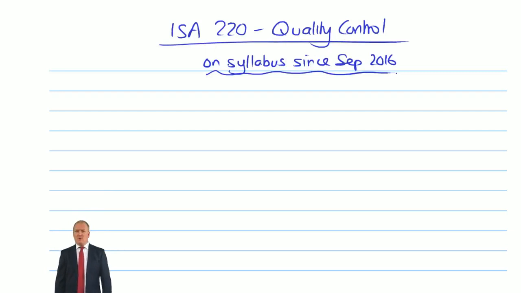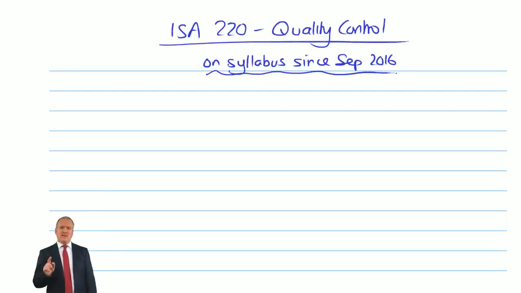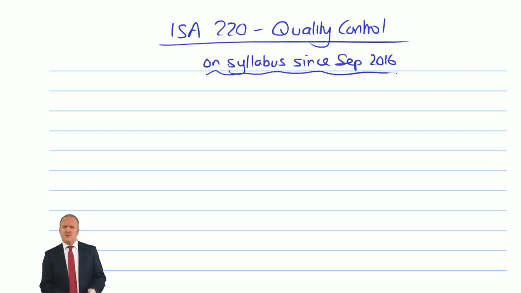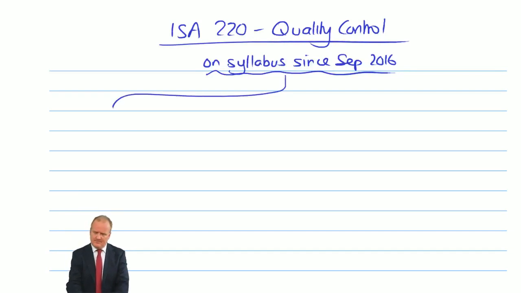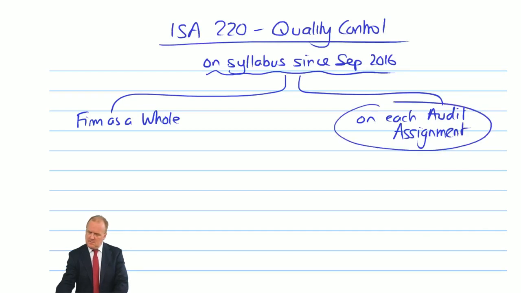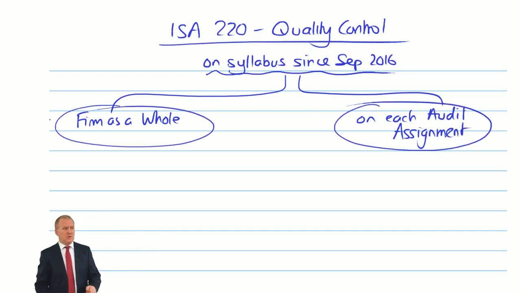I think, if my memory is correct, that this was the very last requirement in the very last long question on the paper. I think. But I might be wrong. And it was only for about 4 or 5 marks, again, if my memory is right. So what do you need to know about quality control? It divides into 2 things. And we start with quality control for the firm, your audit firm as a whole.